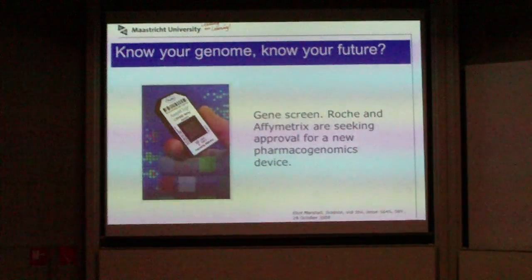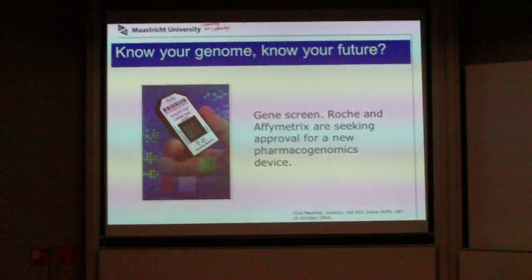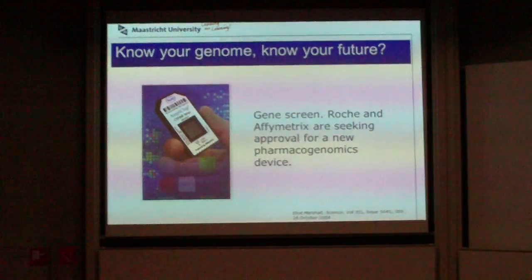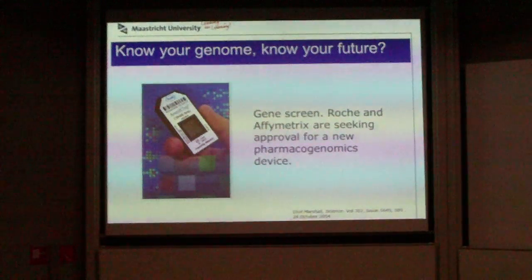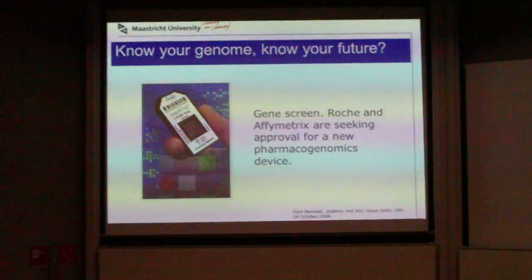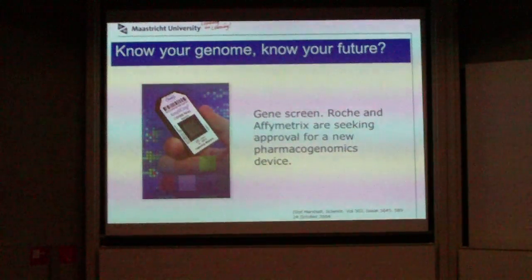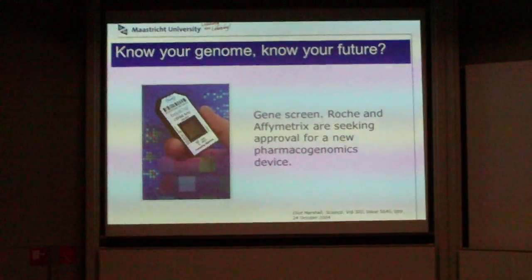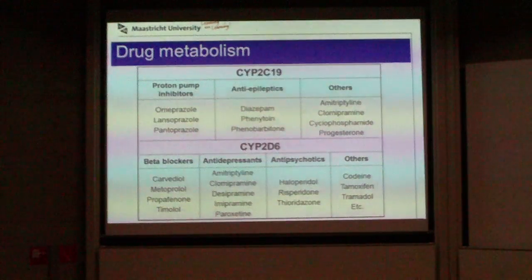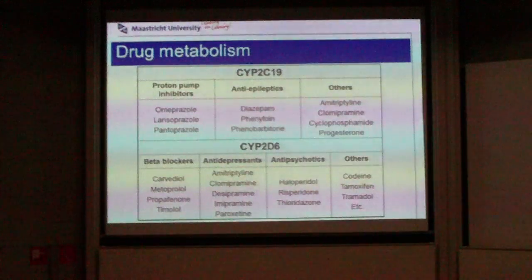Affymetrix and Roche are seeking approval for new applications, particularly for these pharmacogenomics approaches, and it's becoming more and more reality. And we'll see in a couple of years that this is becoming closer and more applied, along with the ethical discussions that go with it. Now take this example, for instance, about drug metabolism.